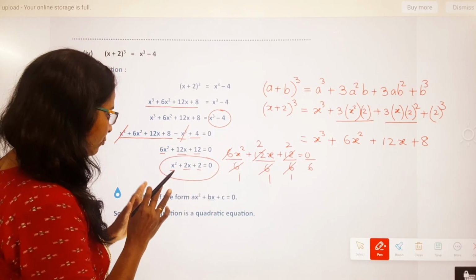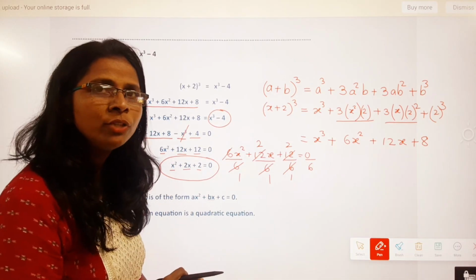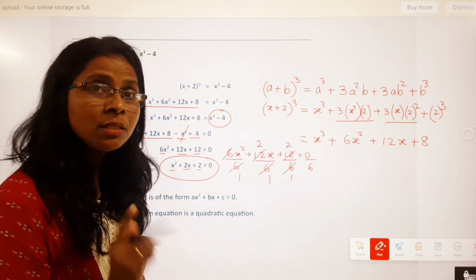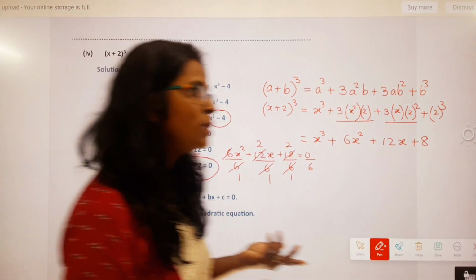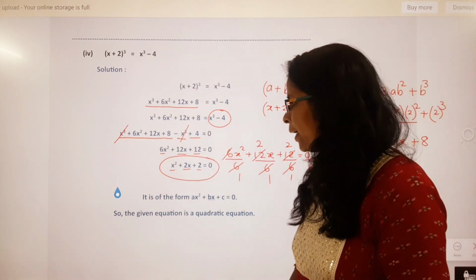See here carefully, this is of the general form of the quadratic equation, ax square plus bx plus c is equal to 0. Therefore students, we can say that it is a quadratic equation.